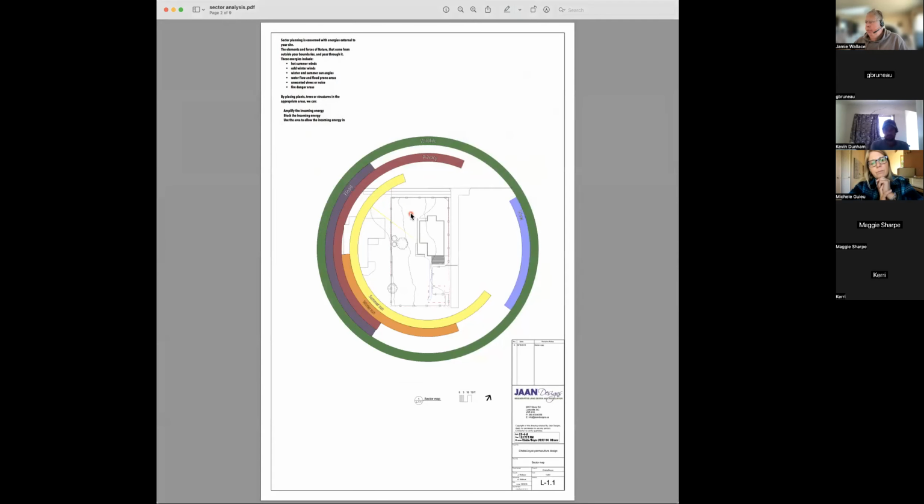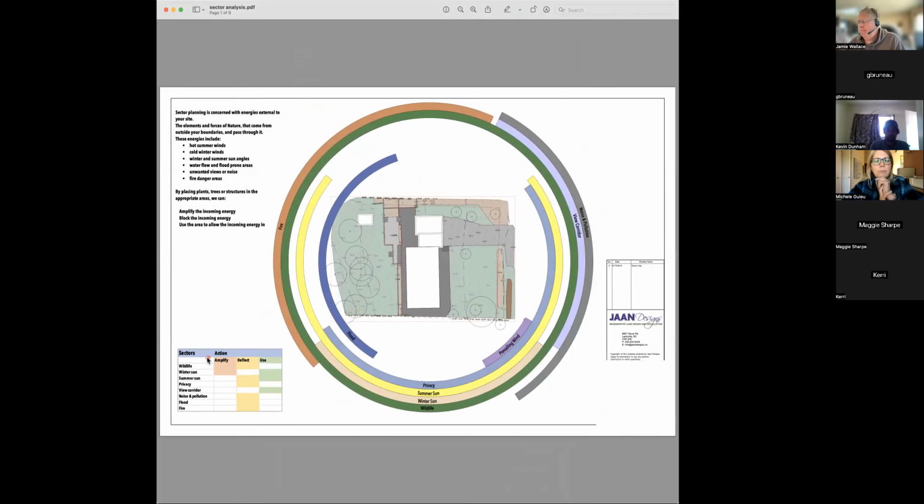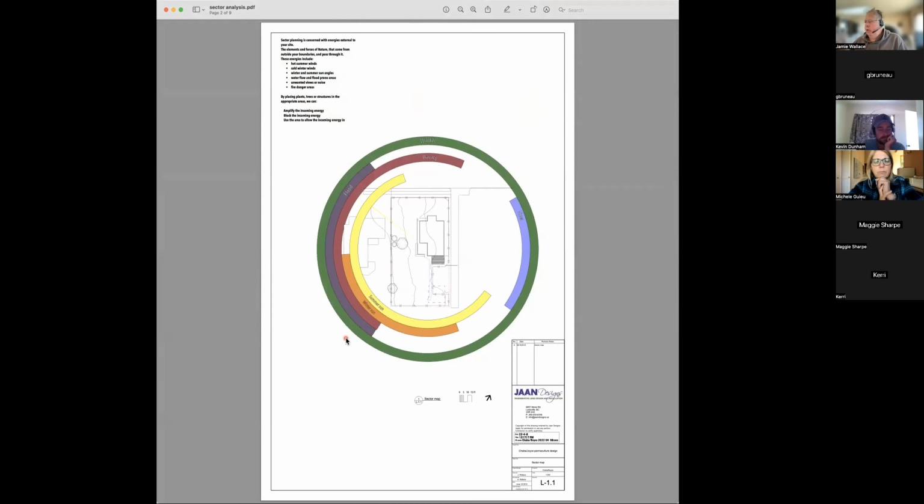And there are other sheets here. This is similar but different. In this example, we actually list actions. In this one, we didn't. And this is an earlier drawing, I believe.